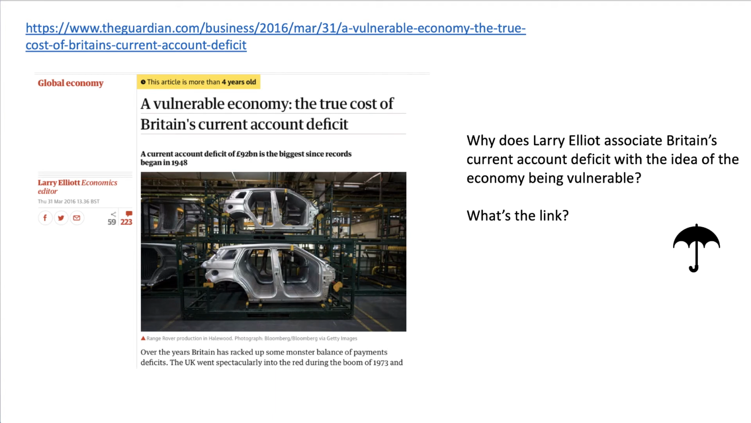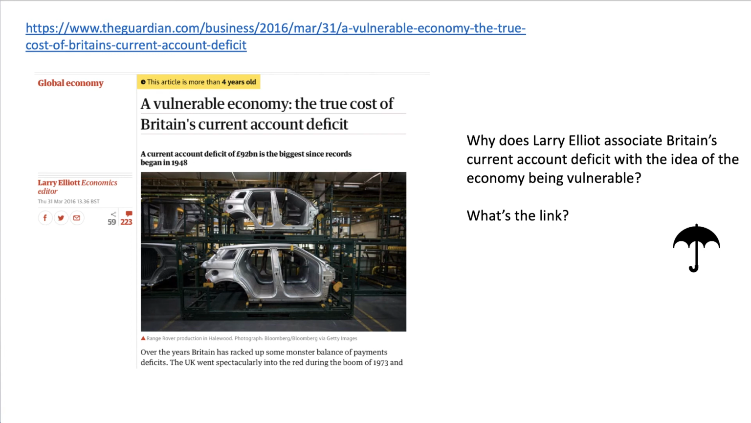Okay, article number 2, okay? Again, using The Guardian, right? Find this article, right? Note it is more than 4 years old, but why does Larry Elliott associate Britain's current account deficit with the idea of an economy being vulnerable?